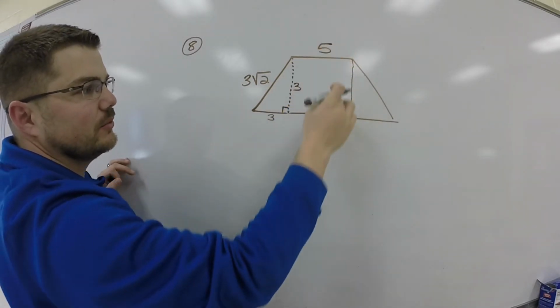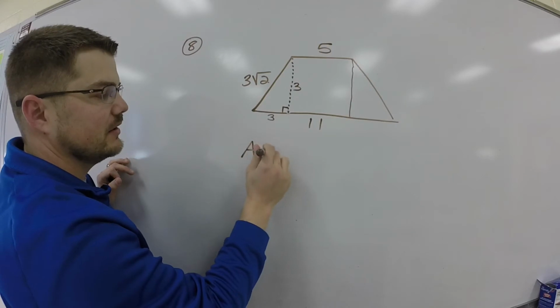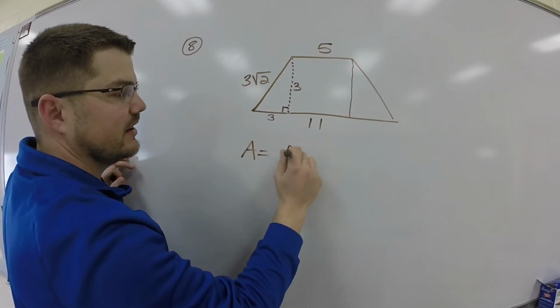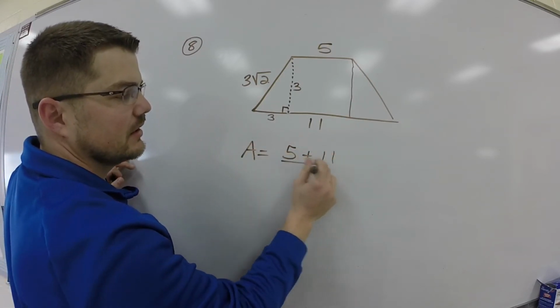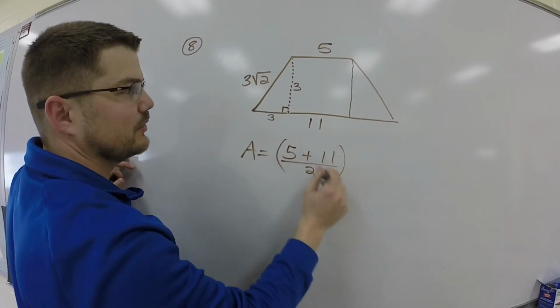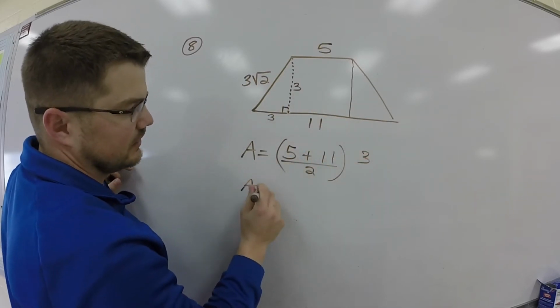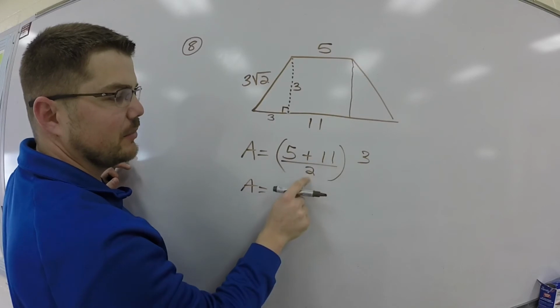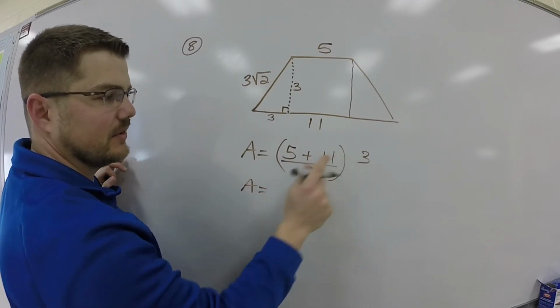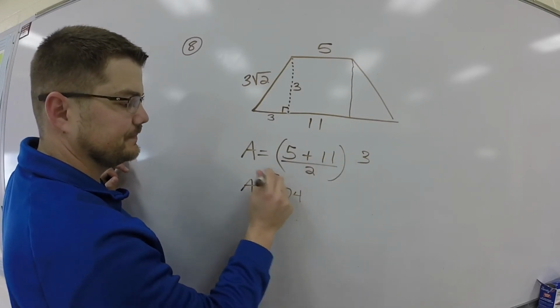And my two bases, we have 5 and 11, so let's find the area. Area is 5 plus 11 divided by 2 times my height of 3. This gives me 16 divided by 2 is 8 times 3 gives me 24.